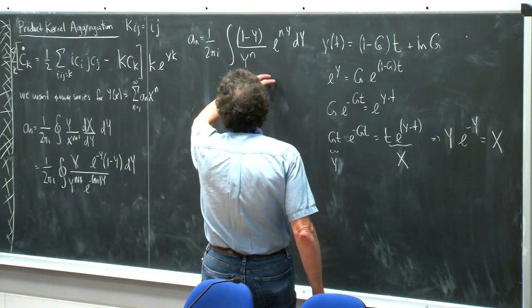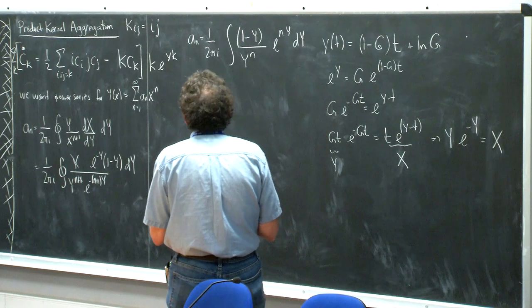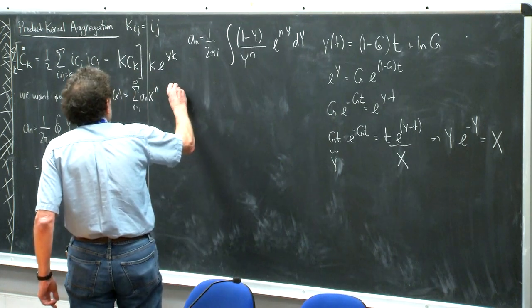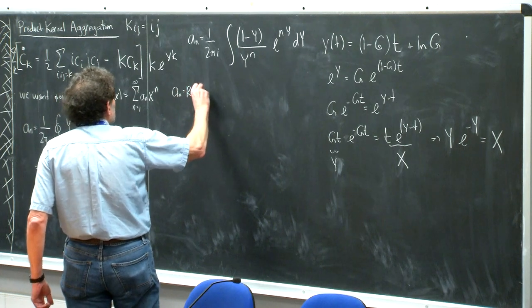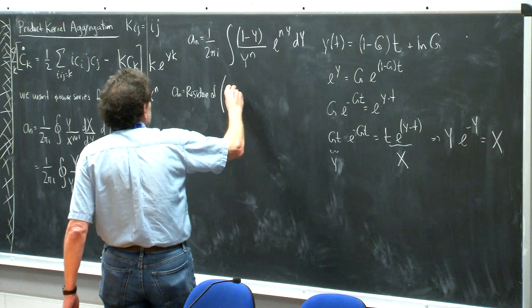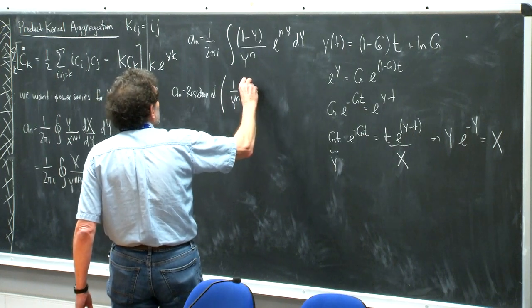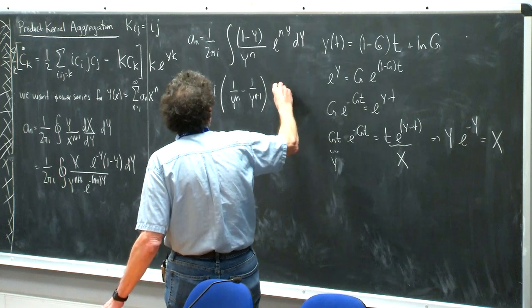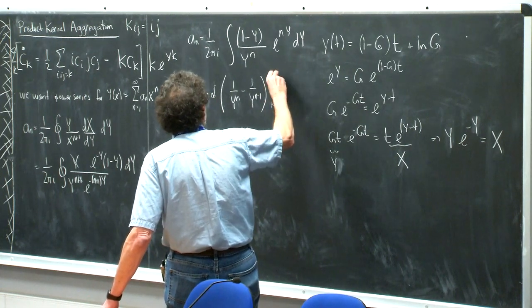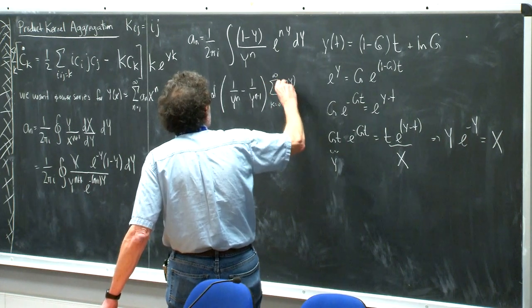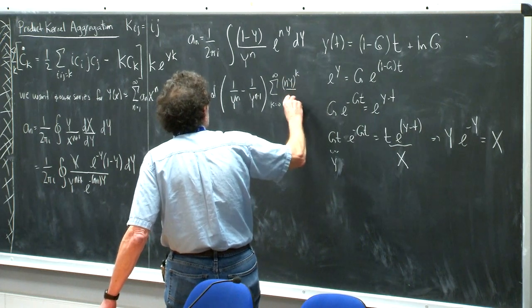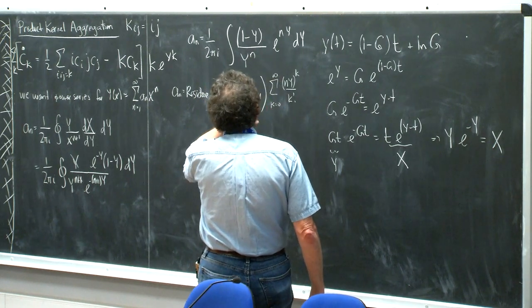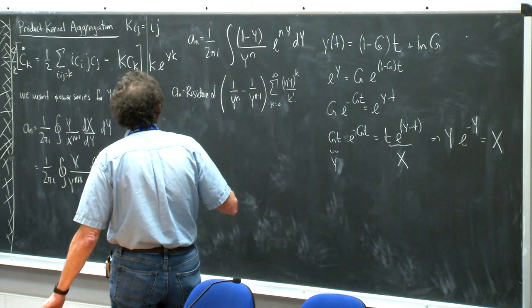But this function is now sufficiently simple that to evaluate its residue, I don't need to do any integration. I just evaluate the residue directly from here. So a n is equal to the residue of the following thing. So I have 1 over y to the n minus 1 over y to the n minus 1. And here, this has a simple power series representation. This is a summation from k equals 0 to infinity of n y to the power k over k factorial. So to find the residue, I just have to find the coefficient of 1 over y.